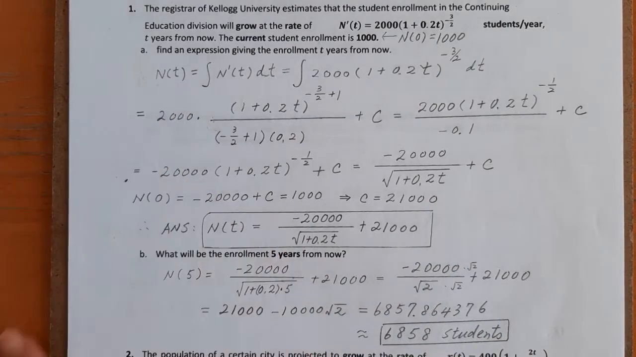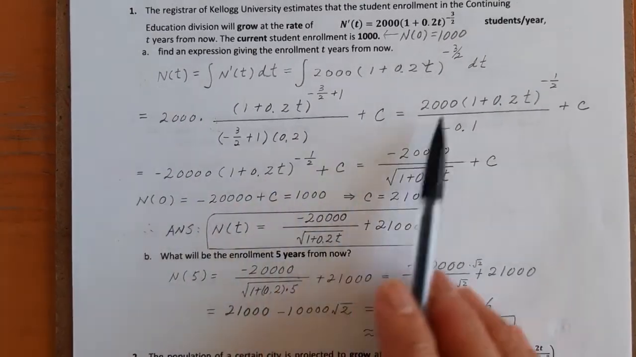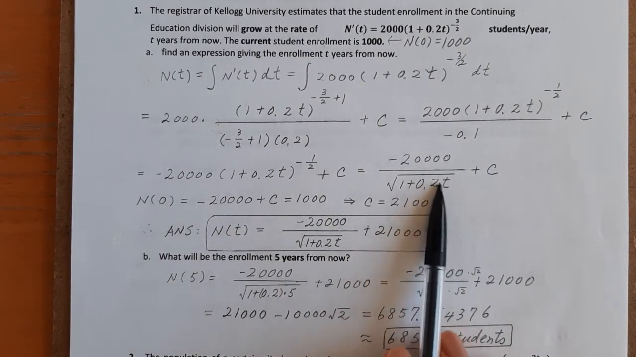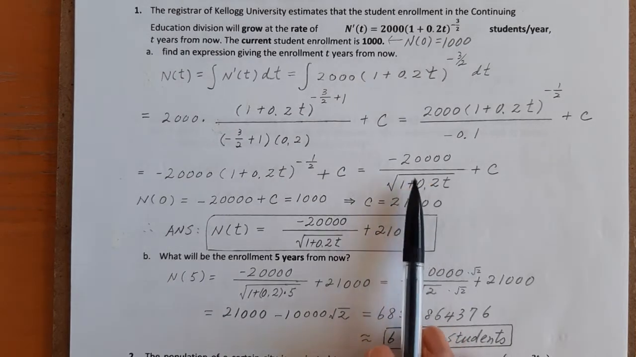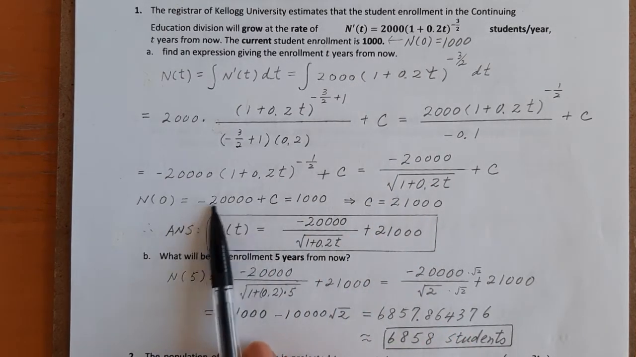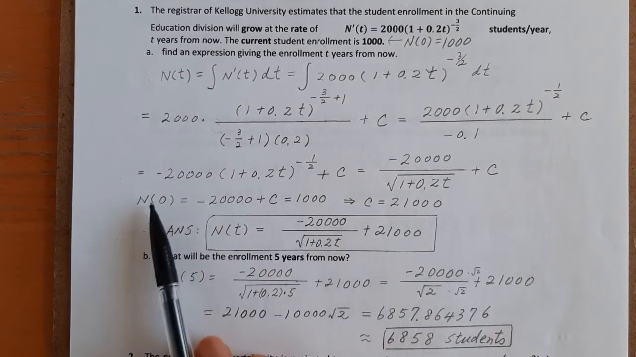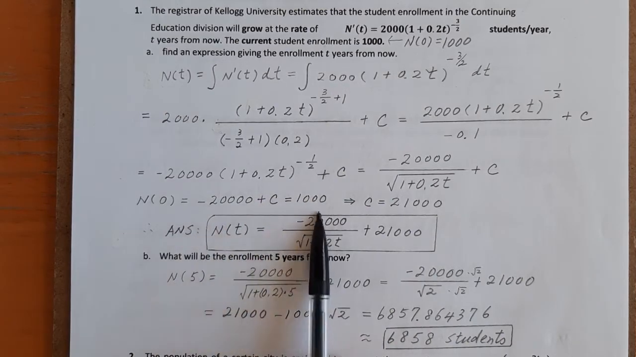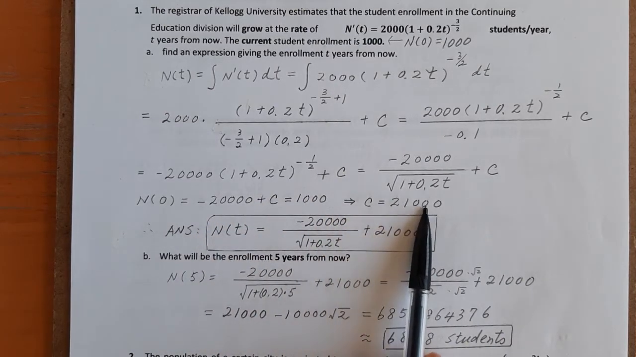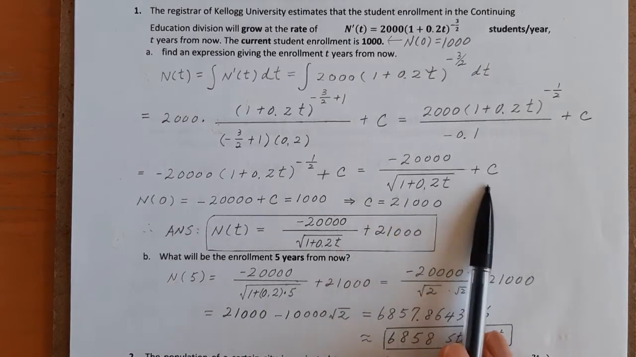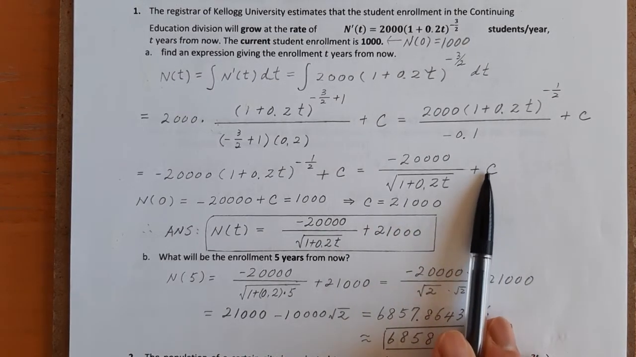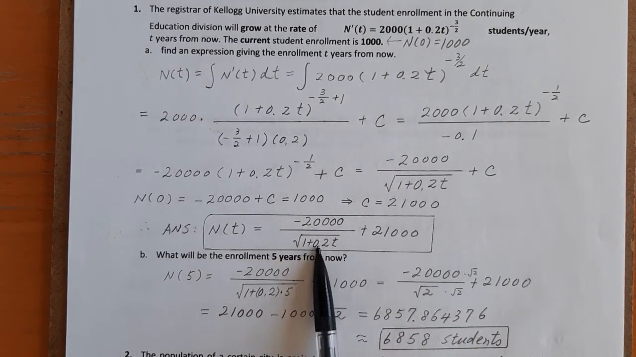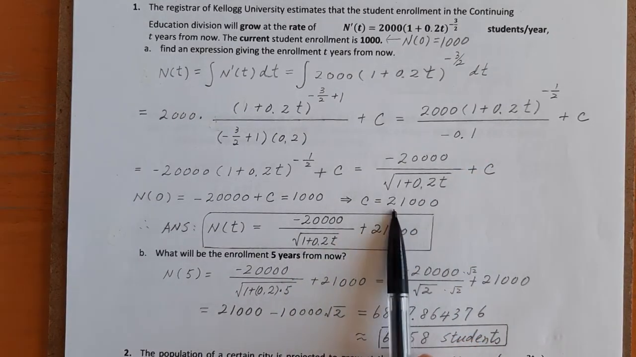And since n of 0 equals 1,000, plug 0 in here and the denominator equals 1. Divided, we get negative 20,000 plus c, and since n of 0 equals 1,000, solve for c. This equation solves c, so we get c equal 21,000. Plug this c back in here, and you get n of t equals negative 20,000 over the square root of 1 plus 0.2t, plus 21,000.